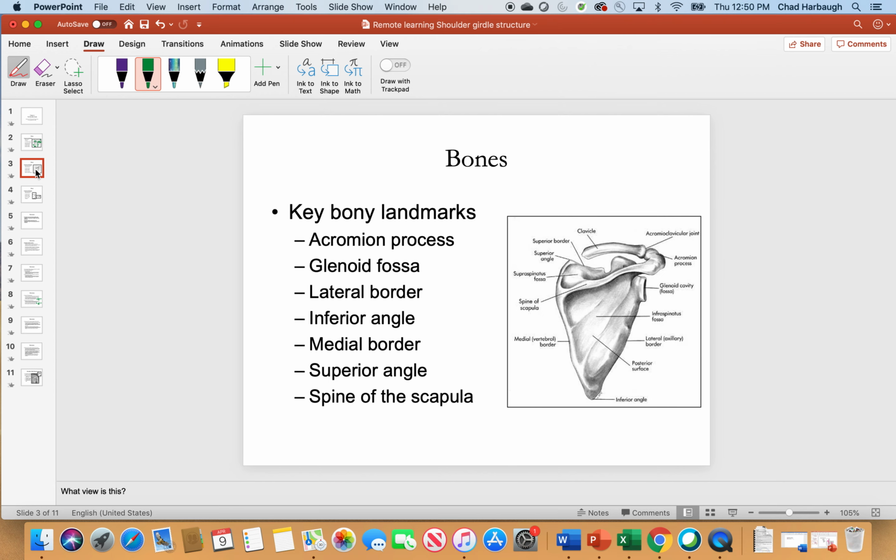So again, when we're looking at some of the general characteristics, we can see here this is the infraspinatus fossa. We will be speaking a lot about the inferior angle, the acromioclavicular joint, and then of course the supraspinatus fossa right here. So these are the key posterior landmarks.